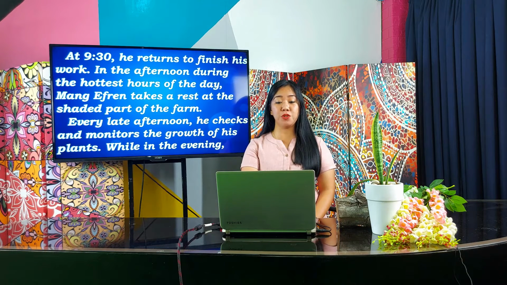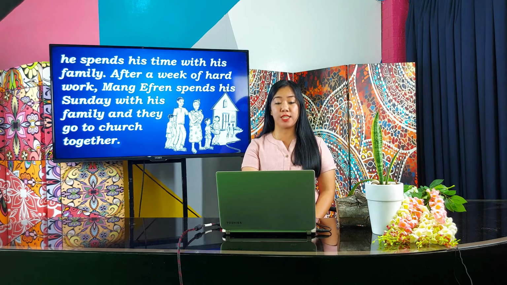In the afternoon, during the hottest hours of the day, Mang Efren takes a rest at the shaded part of the farm. Every late afternoon, he checks and monitors the growth of his plants. While in the evening, he spends his time with his family. After a week of hard work, Mang Efren spends his Sunday with his family and they go to church together.